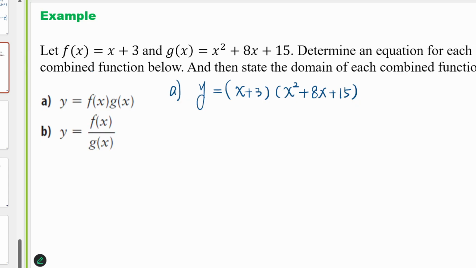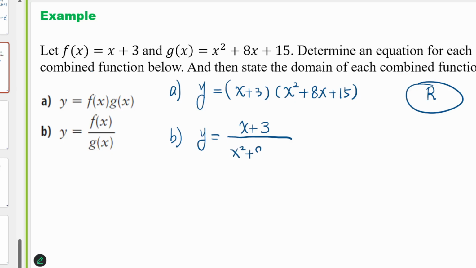What about the domain? Question does not ask you to find the range, but only the domain, right? Are there any restrictions? There's no restriction, so the domain is simply the whole real number set. That's the domain, right? So how about the second one? y equals f(x), which is x plus 3, divided by g(x), which is x squared plus 8x plus 15.